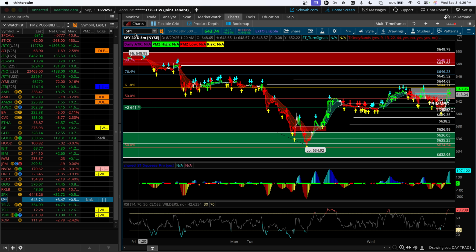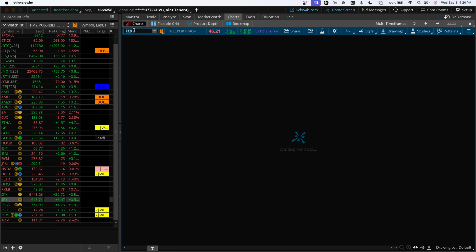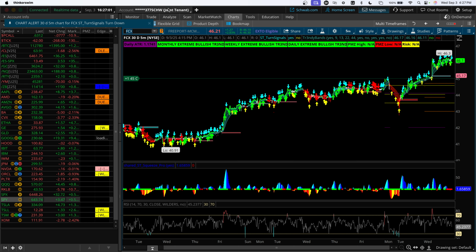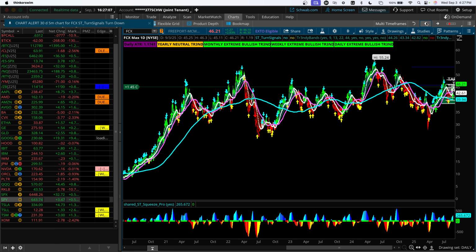So that is the day trades that I took today. I also had a trim on a swing position on Freeport. I chose to trim my position at the top of a supply zone.